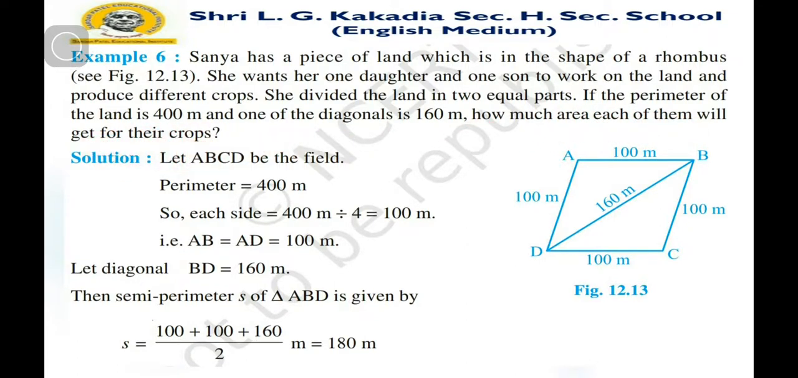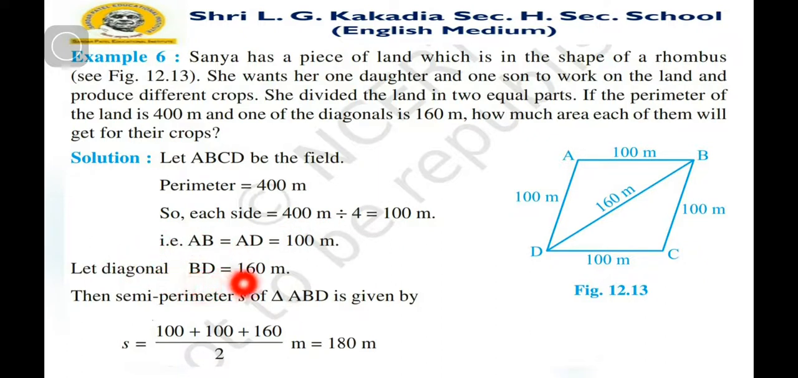So here you can see that the given field ABCD is a rhombus and its perimeter is 400. Then we know that the perimeter of a rhombus is 4 times the side length. So each side is equal to 400 meters divided by 4, because all sides are equal, which is equal to 100 meters. So each side is 100 meters, that is AB is equal to AD is equal to 100 meters.